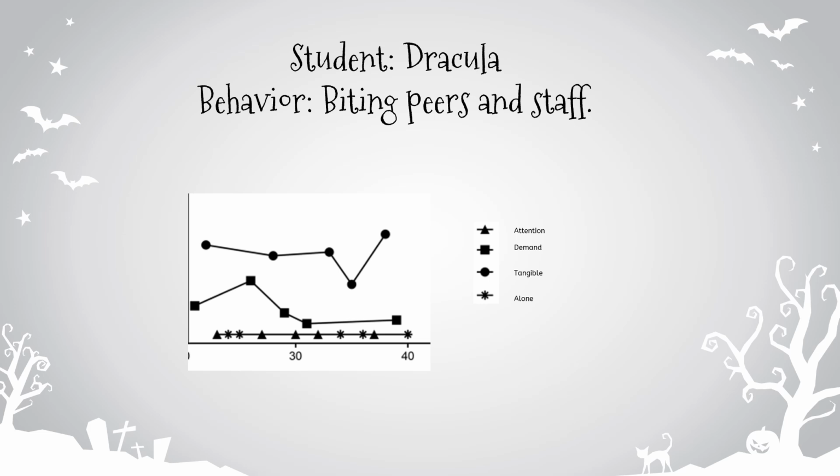Next up, we have Dracula, and the behavior is biting peers and staff to draw blood. So looking at the graph and looking at all of the data points here, you do see that demand is a little high, but the highest that we have up here is tangible. I guess we would consider this tangible and edible.